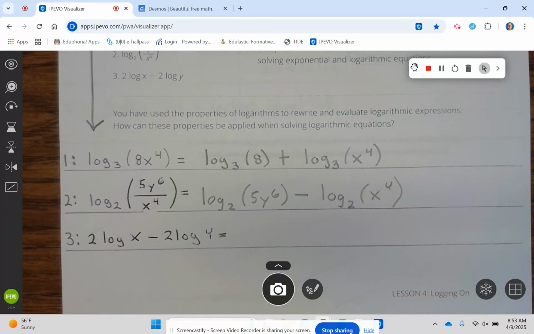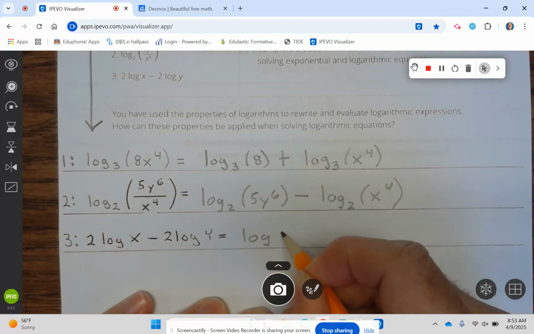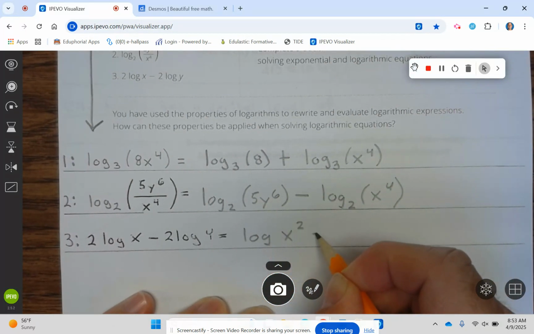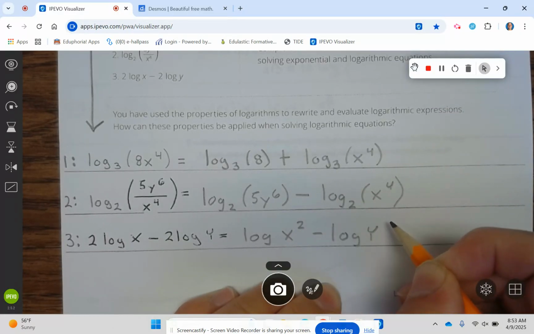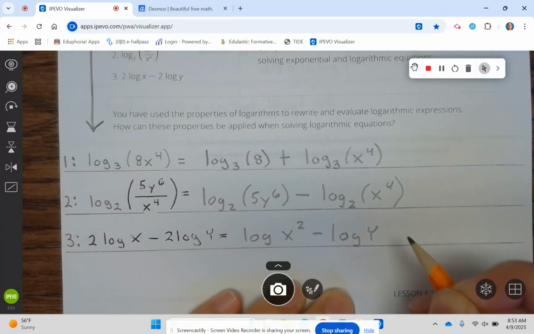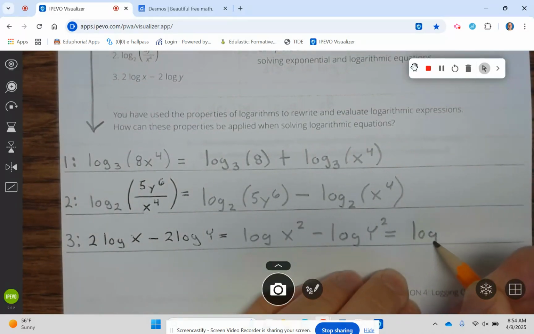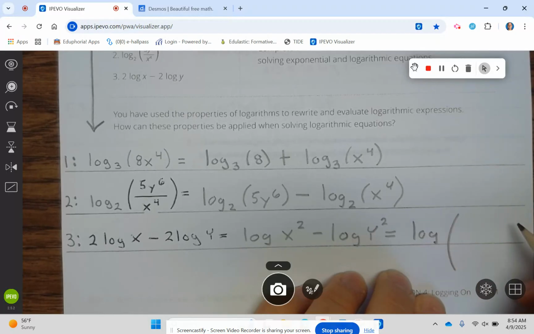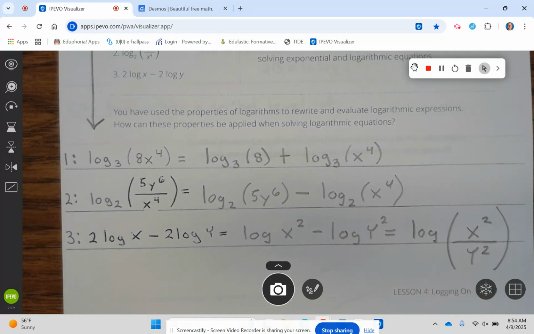3. 2 times log of x minus 2 log of y can be written as log of x squared minus log of y squared, which can be written as log of x squared divided by y squared. Go ahead and finish up the warm-up.